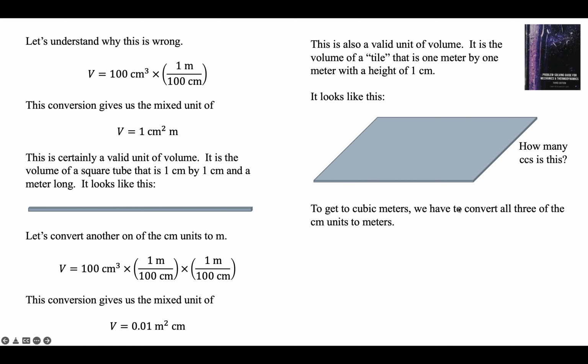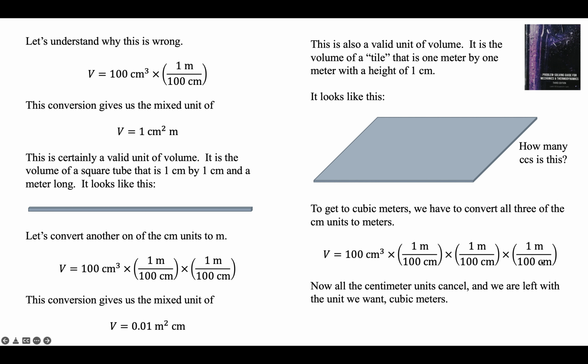To get to cubic meters, we have to convert all 3 of the centimeter units to meters. So we got to do it again. Now there's 3 centimeter units in the bottom. That's centimeters cubed. They all cancel. We multiply the numbers, and the unit is meters cubed, and we get 0.0001 cubic meters. 1/10,000th of a cubic meter. 100 cc's is 1/10,000th of a cubic meter.